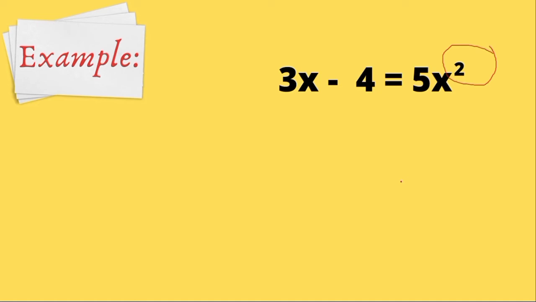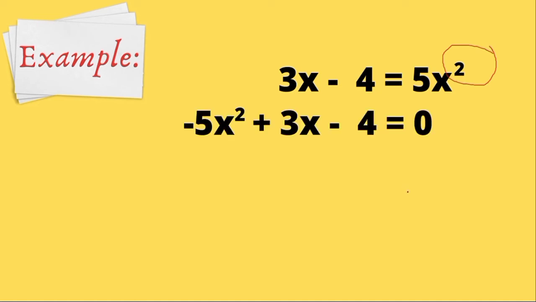So how do we do that? By applying the addition property of equality or the transposition method. All you have to do is to transpose 5x squared to the left side of the equation. That is why 5x squared becomes negative 5x squared. Copy 3x minus 4 equals 0. Would you consider this now a quadratic equation? Yes, and it is now arranged in the standard form.